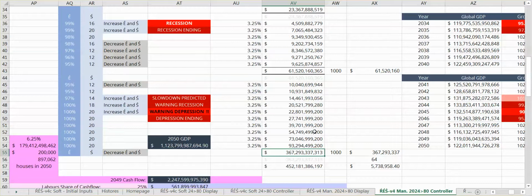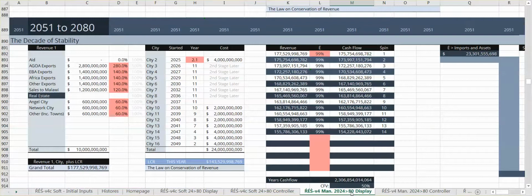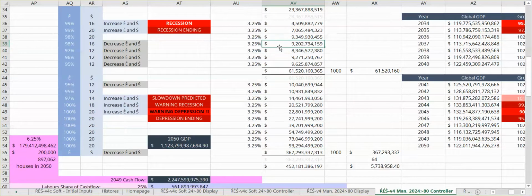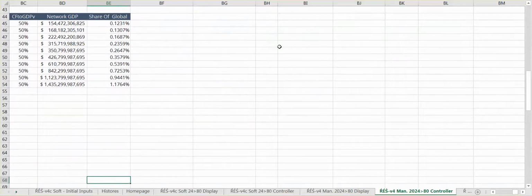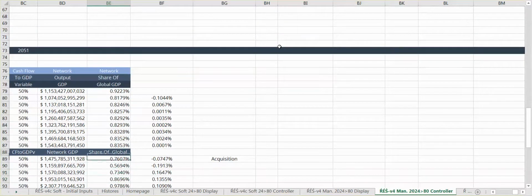Getting back to the display, 2051 to 2080 were in part created as an afterthought, testing different theories. After a deliberate fall in 2050 from 2052 to 2060, I focused on maintaining a balanced cash flow relative to global output, with results shown for convenience back on the controller from BE80 to BE87. Let's find it. BE80. Here we go.